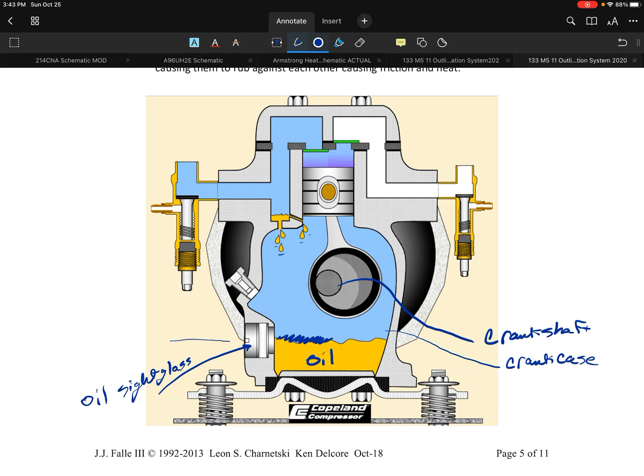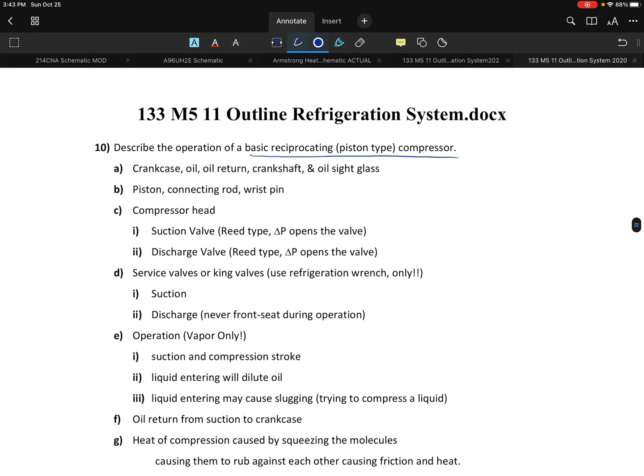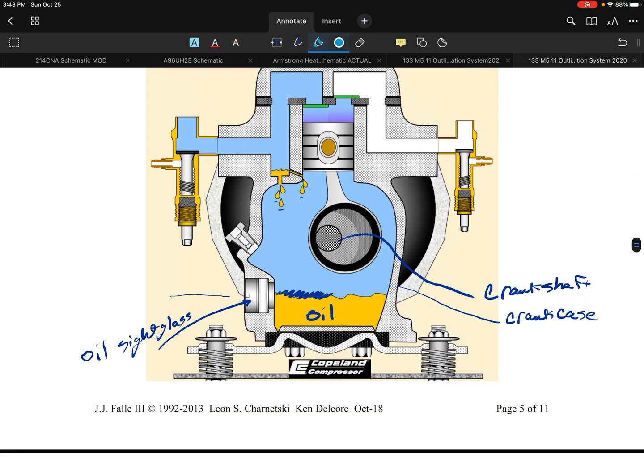All right, now item B, from up above. Right now we've addressed the crankcase, the oil return, crankshaft, and oil sight glass. Oil return, I should probably mention that. The oil return is really right here. Every compressor has to have some mechanism or some provision, and I'll mark that there as oil return. As the oil and the refrigerant travel back into the system, we know there's going to be some refrigerant, we know there's going to be some oil.